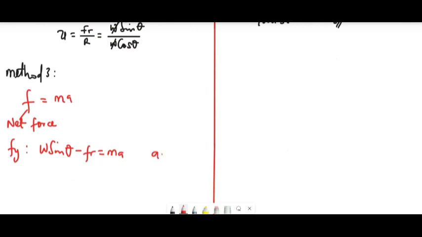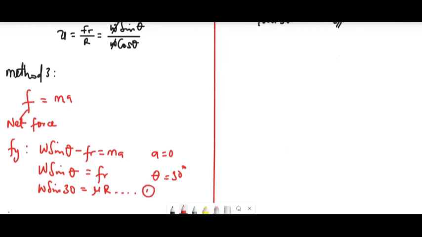So having that, acceleration is not given, hence acceleration is equal to 0. So we have W sine theta equals Fr because the whole of this is going to give you 0 in the end. So I have W sine theta, since theta is equal to 30 degrees, equals mu R. This would stand as my equation 1. Now for equation 2, we'll find that as Fx. Fx is telling me that R is equal to W cos theta, hence my R is equal to W cos 30 degrees. This is my equation 2.